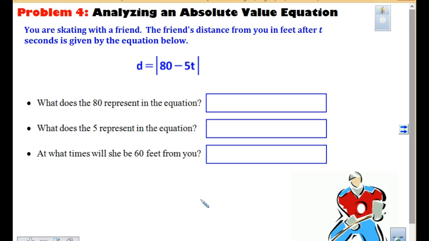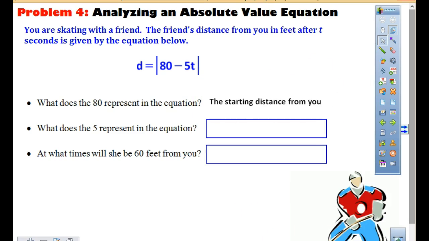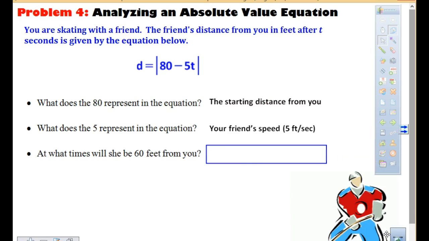Here's what the equation looks like in your notes. You are skating with a friend. The distance from you after t seconds is this equation. What does the 80 represent in our equation? If we are looking at that equation, look back at what we had before. Please write in, what do you think the 80 means? The 80 is how far away they started from you. So the 80 means they started 80 feet away from us, the starting distance from you. The 5 represents their speed. In this case, probably feet per second.